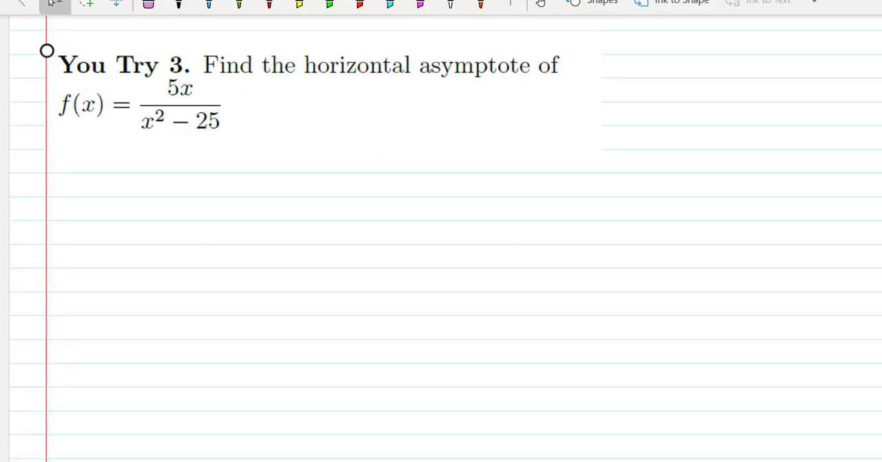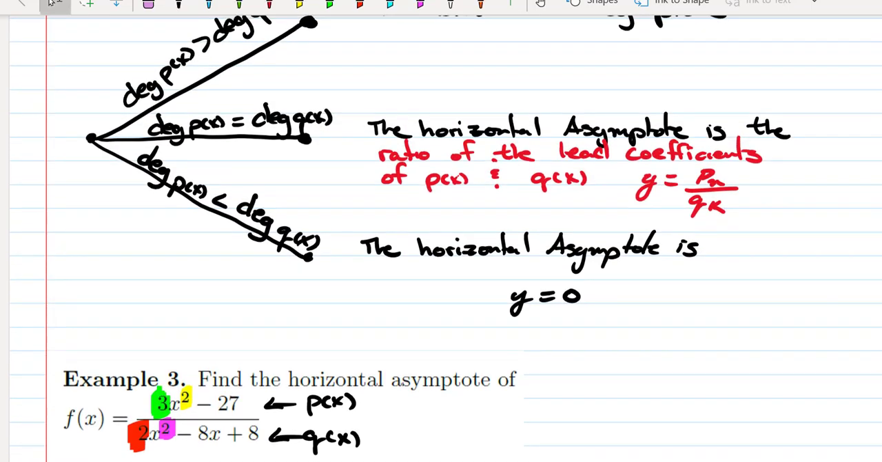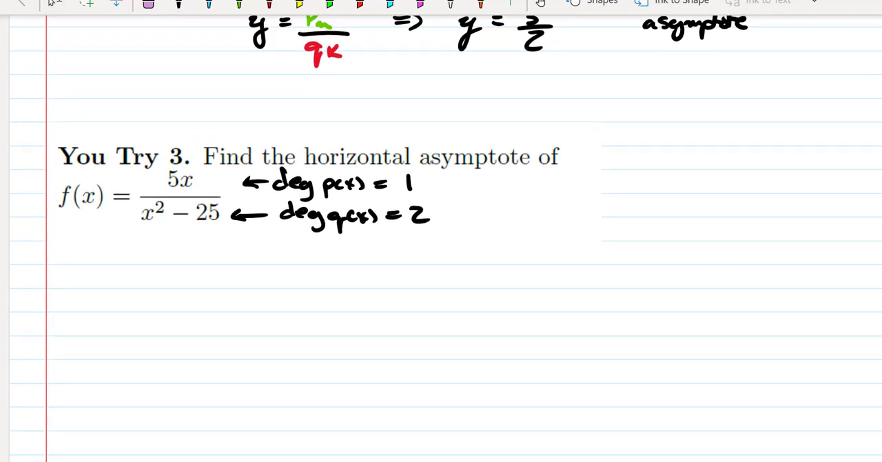So now for you try number 3, we want to find the horizontal asymptote. I look at my P of x, and what is my degree of P of x here? 1. And I look at my degree of Q of x, which is going to be 2. So if the degree of P is 1 and the degree of Q is 2, that puts me down here because 1 is less than 2. So then my conclusion is my horizontal asymptote is y is equal to 0. And we're done. Perfect.